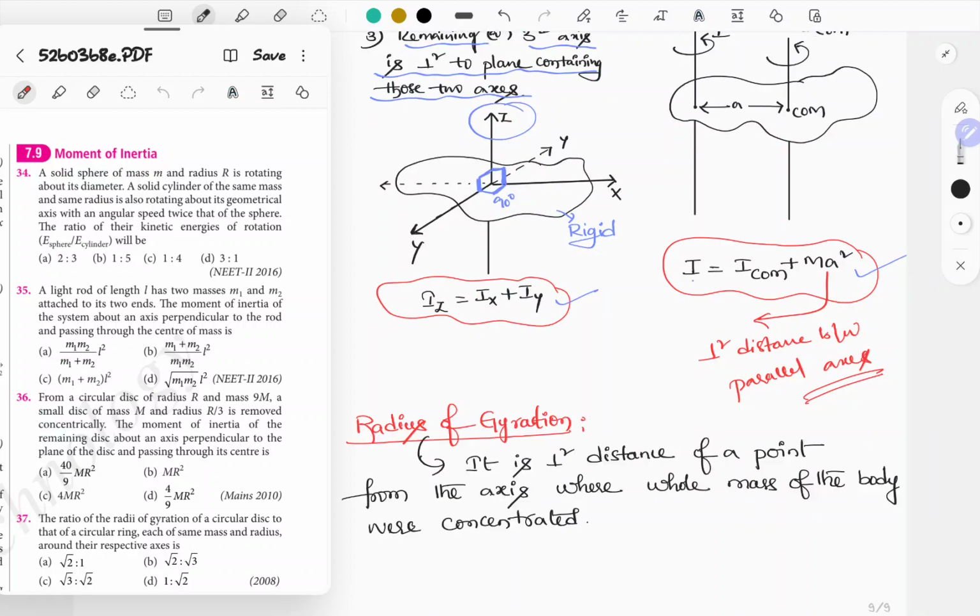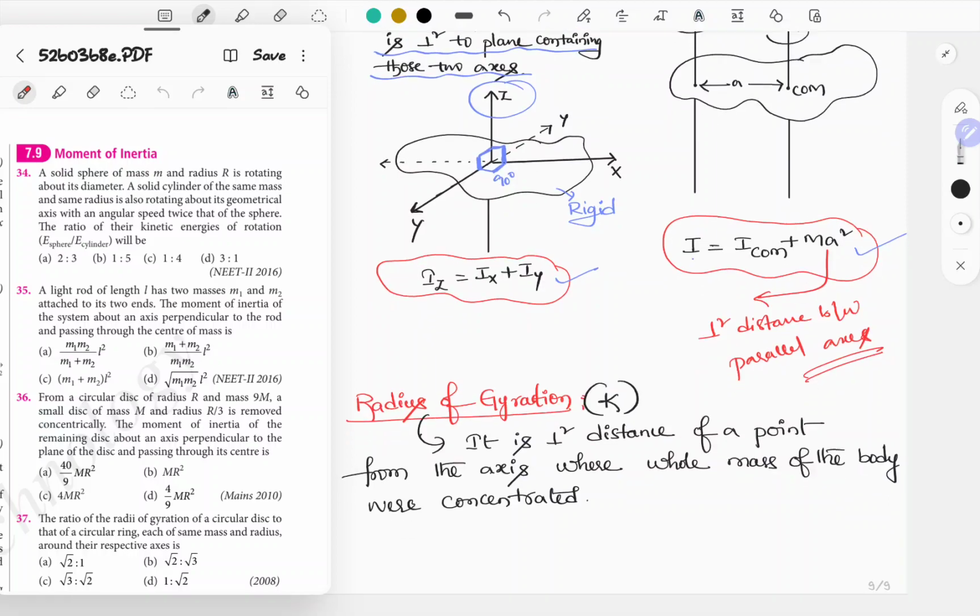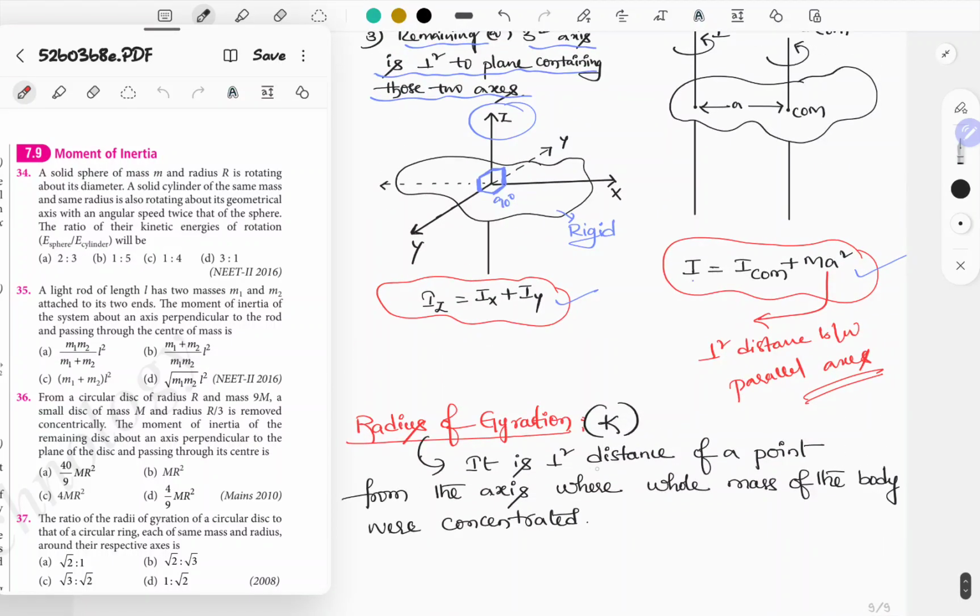Look at this definition. Radius of gyration is represented with k. It is the perpendicular distance of a point from the axis where the whole mass of the body is concentrated. Let me consider a rigid body, and this is the axis of rotation. It is represented like this.